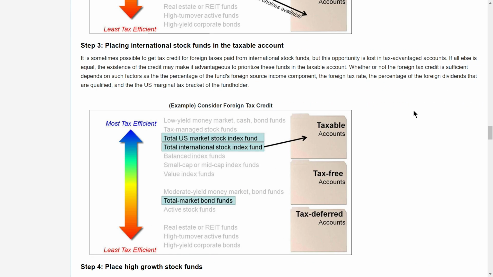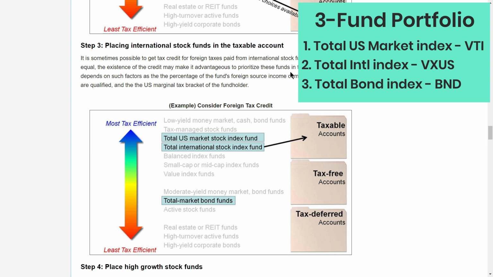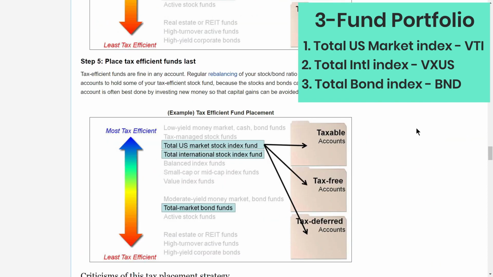Now step number 2 is tackling your international stock fund, or the VXUS ETF that I have as an example here. You want to put the international stock fund, it being very efficient, into your taxable account. Another reason why you want to put the international stock fund into a taxable account is that when you do your taxes, you can also claim a foreign tax credit from your taxable account. Now, we're not going to dive much into this, but just be aware that you can do some additional things with your international funds.